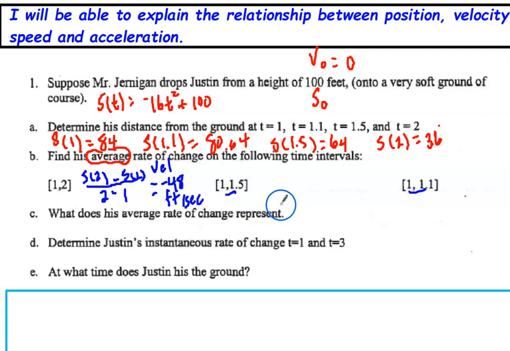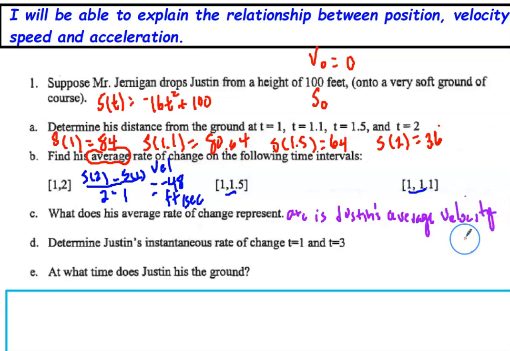What does his average rate of change represent? His average rate of change is Justin's average velocity. It's his average rate of change of position, because we did change in position over change in time, like from our notes on the first page.